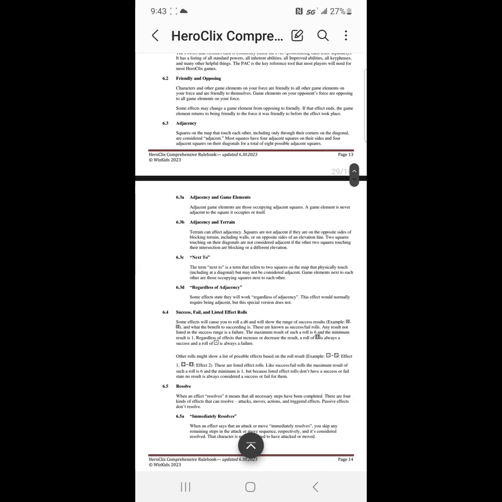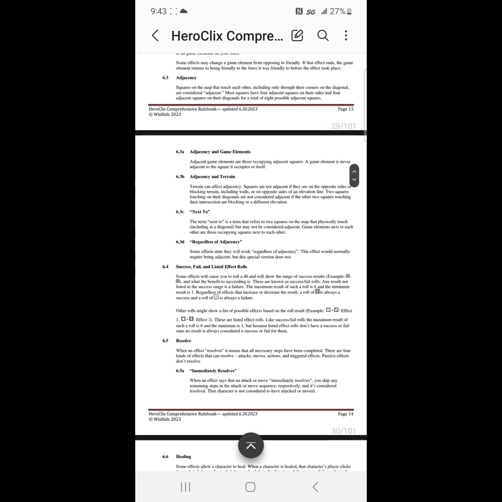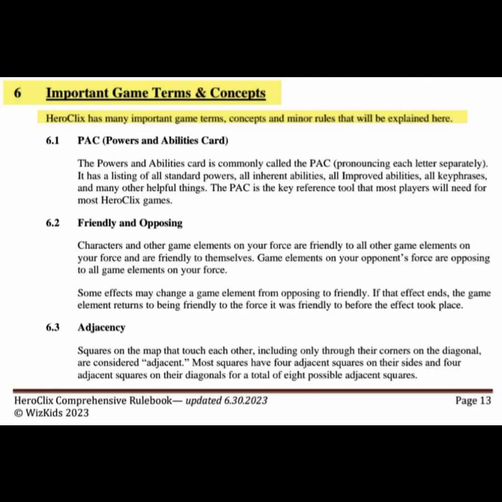Today we're going over Chapter 6 of the 2023 Heroclix Comprehensive Rulebook. Chapter 6 is Important Game Terms and Concepts. Heroclix has many important game terms, concepts, and minor rules that will be explained here.